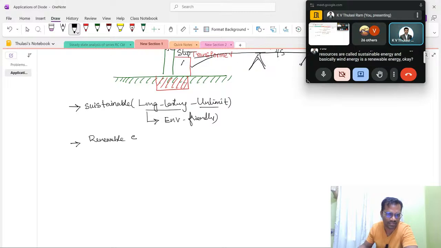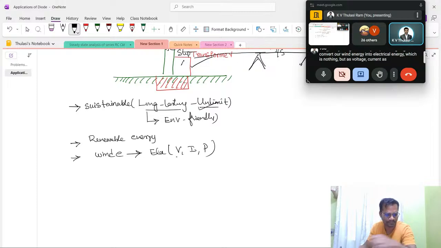Okay, so we can use this energy. There is no end to this energy, therefore it is called unlimited energy. By using this wind plant, we are going to convert our wind energy into electrical energy, which is nothing but voltage, current, as well as power.